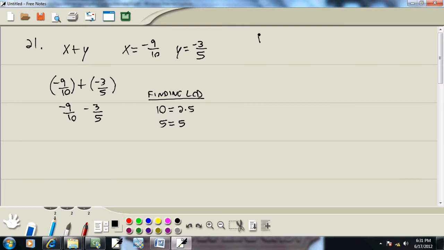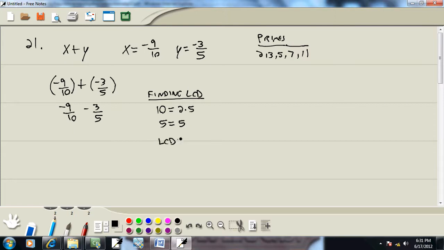Remember our primes: 2, 3, 5, 7, and 11. That encompasses most of the problems you run across in algebra. There's an infinite number of primes, but those are the ones.